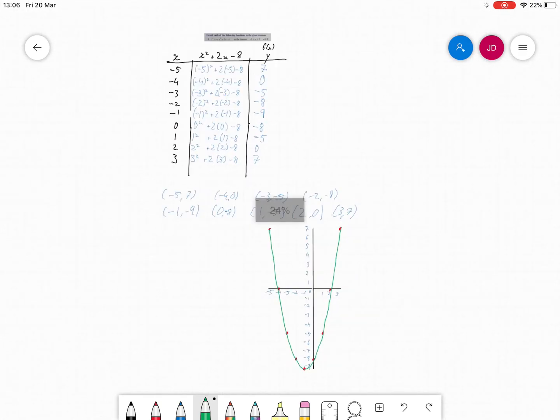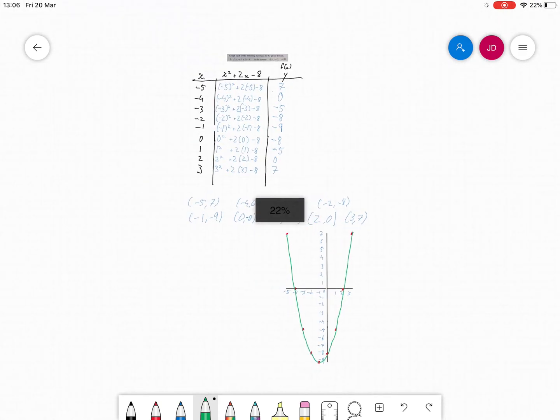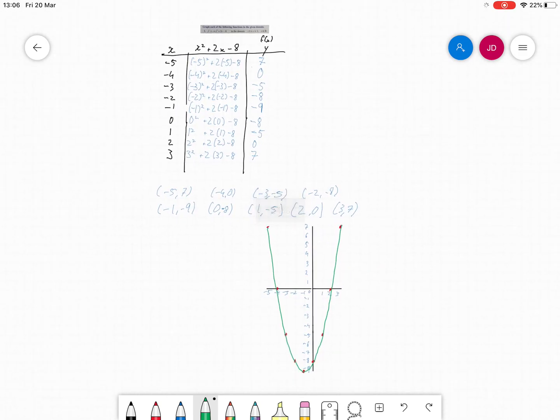So we have now graphed the function f of x is x squared plus 2x minus 8 in the domain of minus 5 is less than or equal to x less than or equal to 3. And we've come up with that curve there.